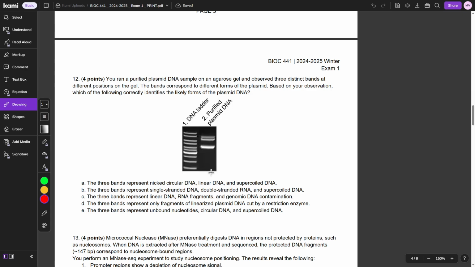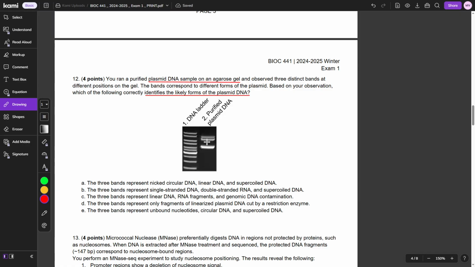Okay, number 12. You ran a purified plasmid DNA sample, so plasmid, I'm thinking bacteria, on an agarose gel and observed 3 distinct bands at different positions in the gel. The bands correspond to different forms of the plasmid. Identify the likely forms. So this is talking about supercoiled DNA, nicked DNA, stuff like that.